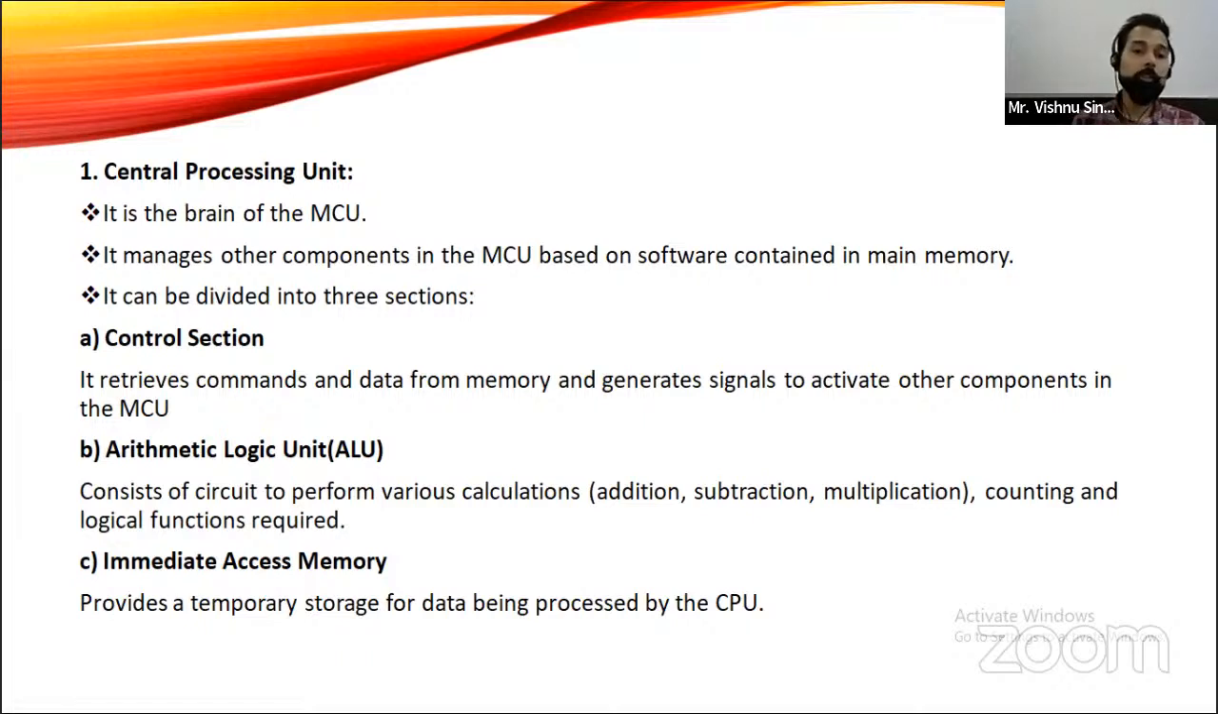Then the second thing is the arithmetical logical unit. It consists of circuits to perform various calculations such as addition, subtraction, multiplication, counting, and the logical functions required. Obviously, as my tool is moving from one point to another, a number of calculations have to be done. That calculation is performed by the arithmetical logical unit contained within the CPU. Then comes the immediate access memory. It provides temporary storage for the data that is being processed by the CPU.